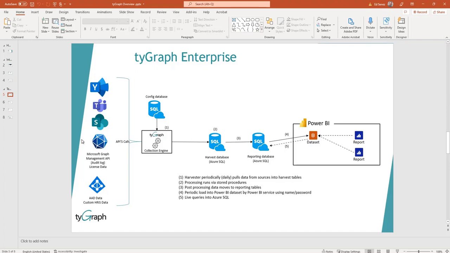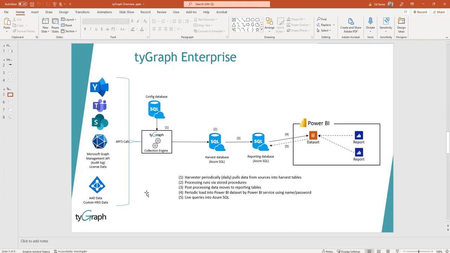We also bring in other things that are super important for you. We'll bring in your audit level data. So think of all the activities that are happening in all these various platforms. We're bringing that in. We're bringing in your license data so that you can understand not only how people are using a platform, but what they're licensed for in concert with that. And most importantly, we're also bringing in your Azure Active Directory HR data.